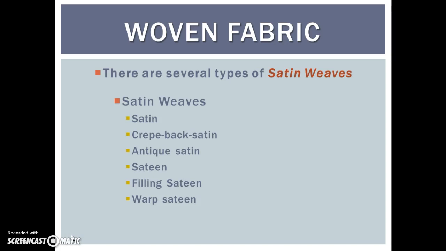Your satin weaves or fabrics can be referred to as a satin, a crepe back satin where there's a distinct difference between the front side of the fabric and the back, and actually used in designs with both sides showing gives different textures with the same colors. Antique satin, a sateen, a filling sateen, and a warp sateen. Again, you can refer to the descriptions in your book on page 152 and 153 for these fabrics.